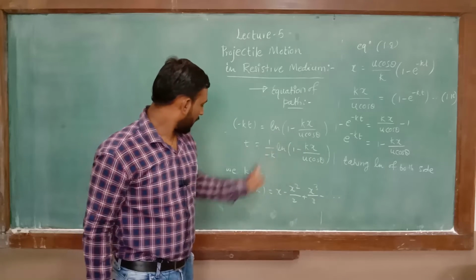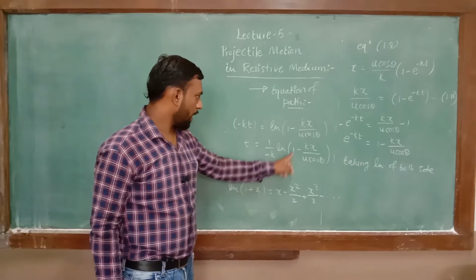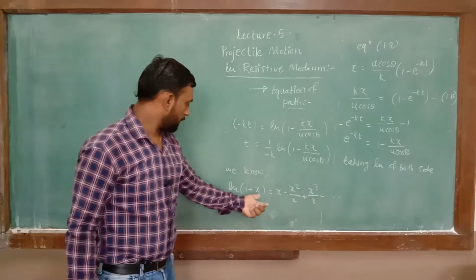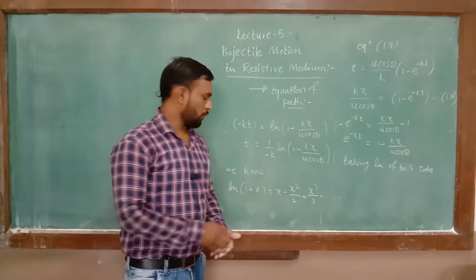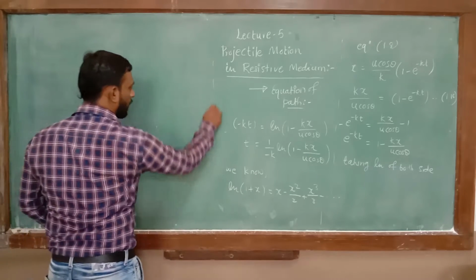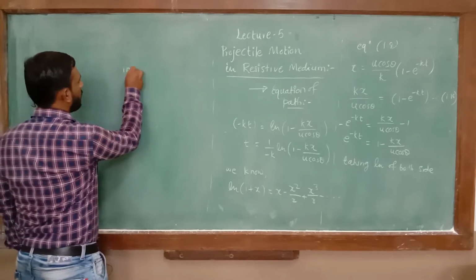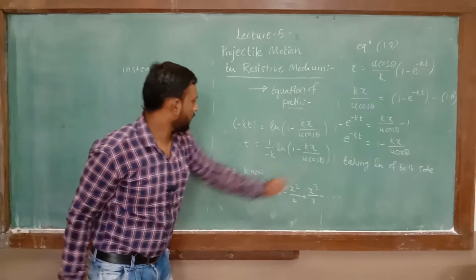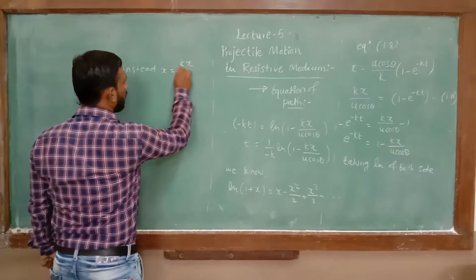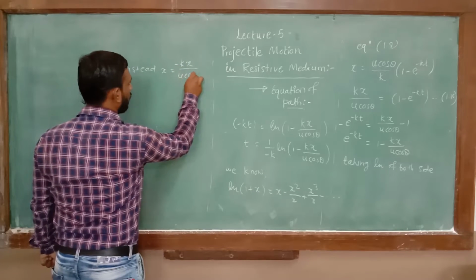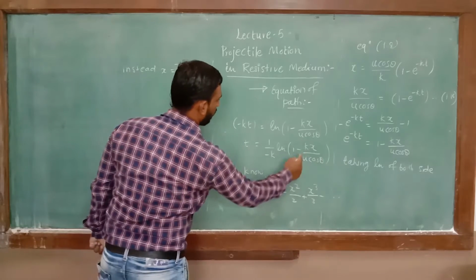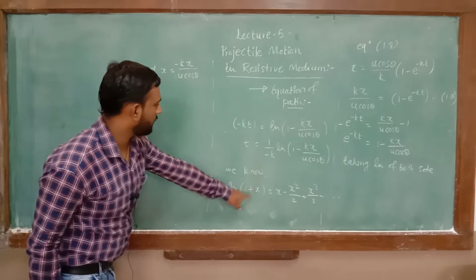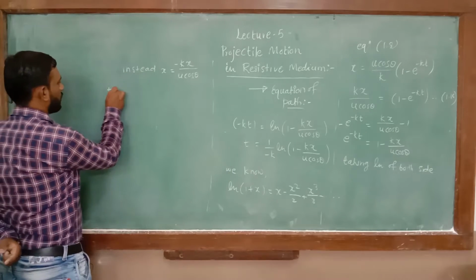So if we convert this equation into this form, we have to write ln of 1 plus (minus kx / (u cos θ)). So instead of x we have minus kx / (u cos θ), because if you put the minus in place of x, you will get this form of the equation. Okay, so just rewrite this equation with the expansion of the ln term.